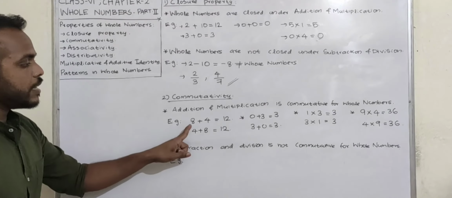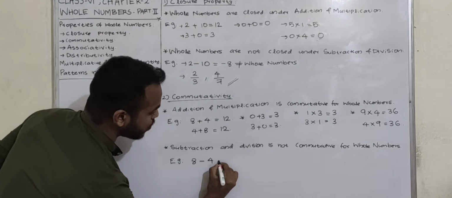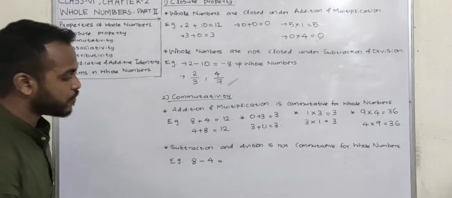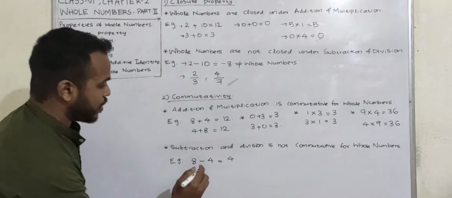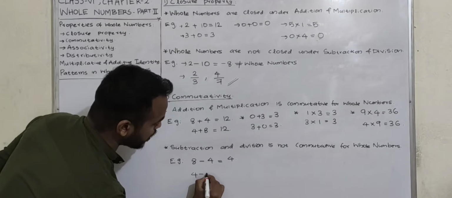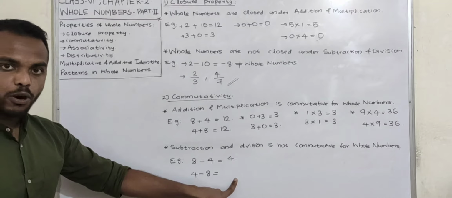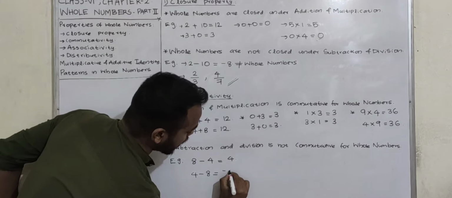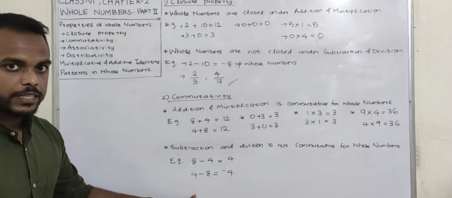Example. Let's take these numbers itself. 8 minus 4. What is the value of 8 minus 4? The answer is 4. Now change the order. 4 minus 8. What is the answer? Is it the same? No. The answer will be negative 4. They are not the same. Do you get the difference?